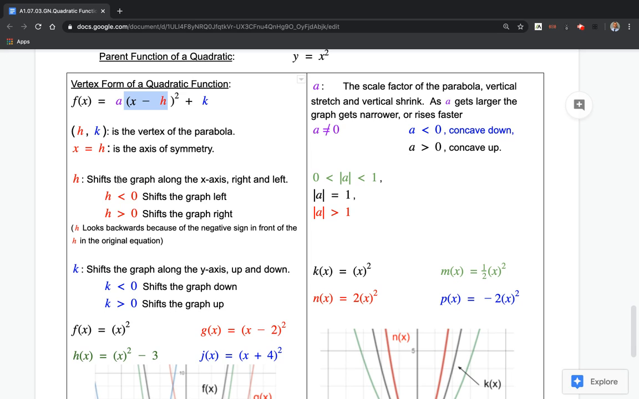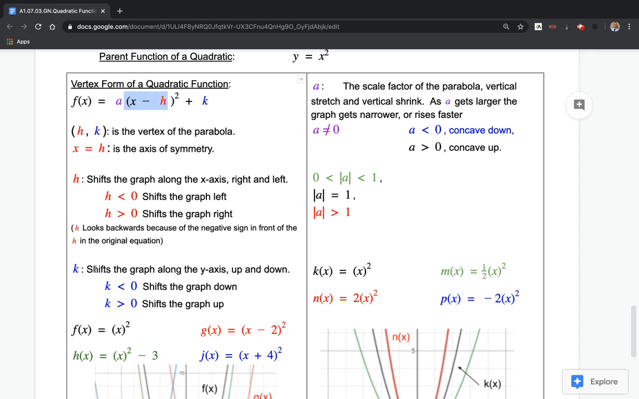The h value shifts the graph along the x-axis to the right and to the left. So if h is less than 0, it shifts the graph to the left. If h is greater than 0, it shifts it to the right. Now this is backwards from the way it looks in the equation. So h looks backwards because of the negative sign in front of the h in the original equation. If I substitute a negative value in here, x minus negative 1, in the written equation it would look like x plus 1 because there's two negatives in a row. So the h is backwards.